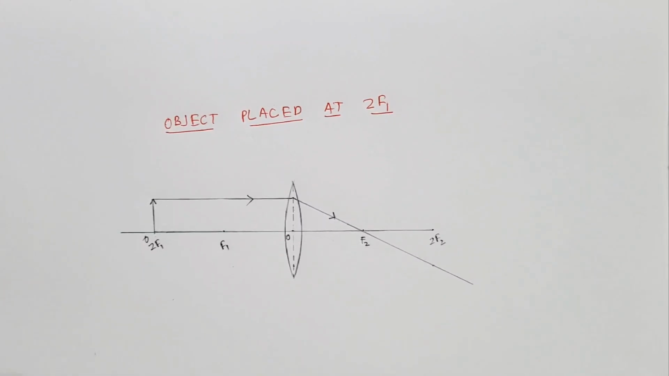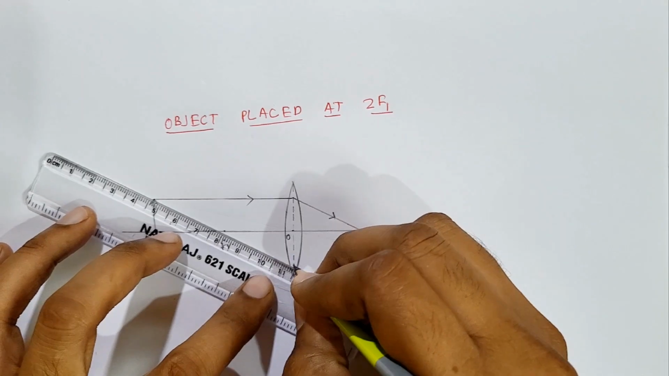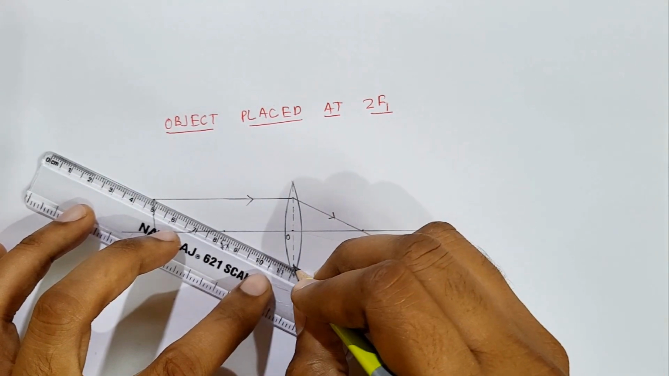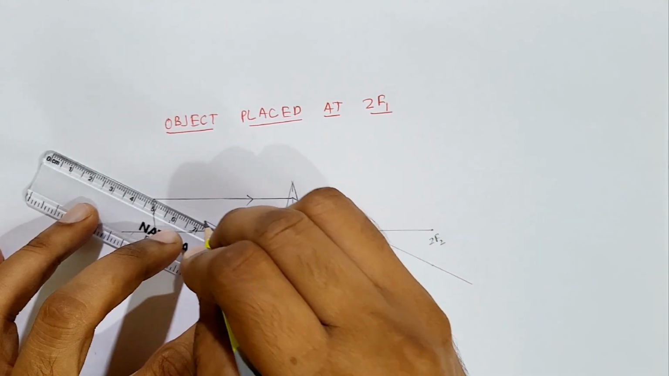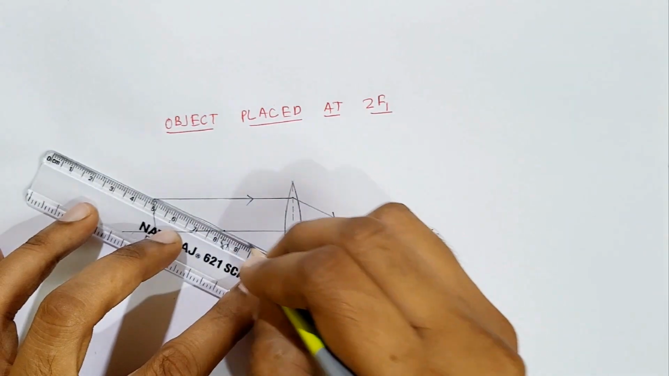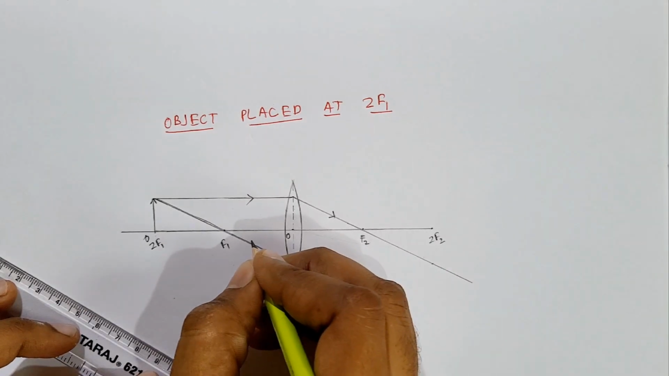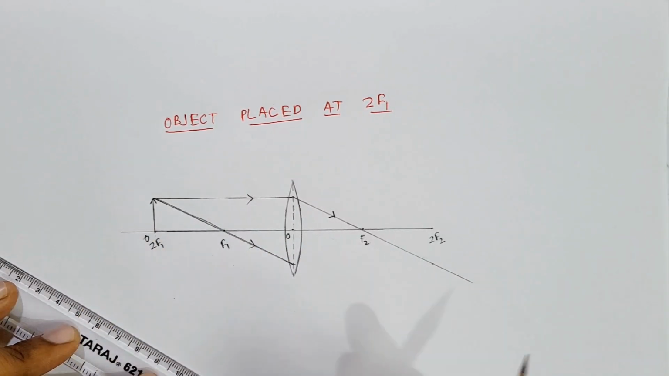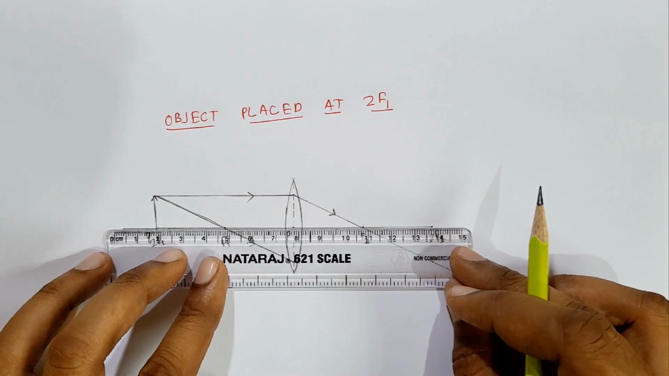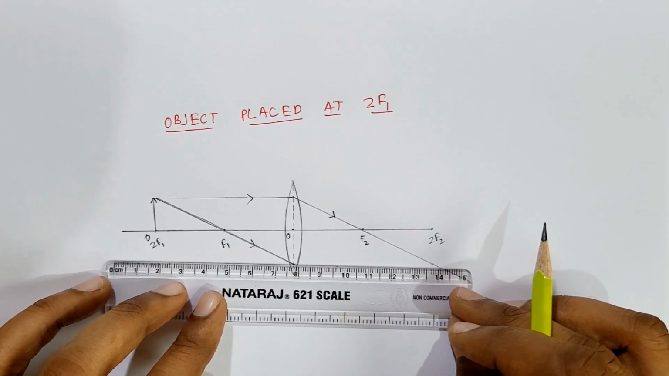Another light ray, how shall we take? Another light ray I will take through focus. See, exactly passing through the focus. Right? So this is another incident light ray. When the incident light ray passes through focus, the refracted light ray should pass parallel to principal axis. Correct? I will take the light ray parallel to principal axis after passing through focus.